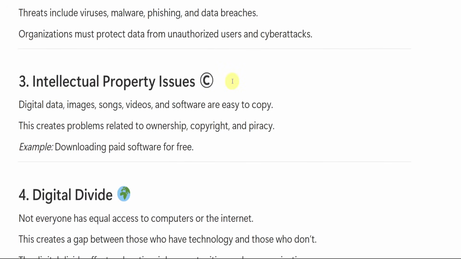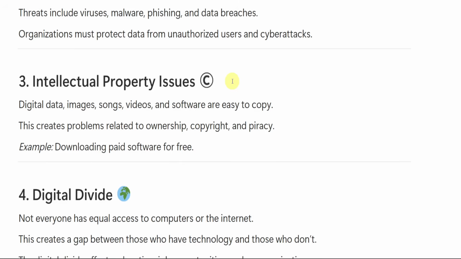Intellectual property issues: digital content like songs, movies, software is easy to copy, right? So if people use or copy content without permission, it becomes an ethical issue, like people misusing others' digital creations.